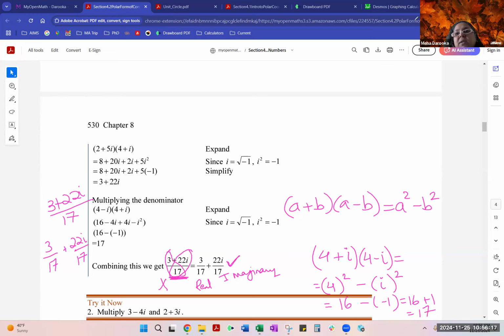So question on multiplication or division of complex numbers? Okay, take a minute. Let me know if you have any questions. And in the meantime, let's go ahead and try and set up our try it now.